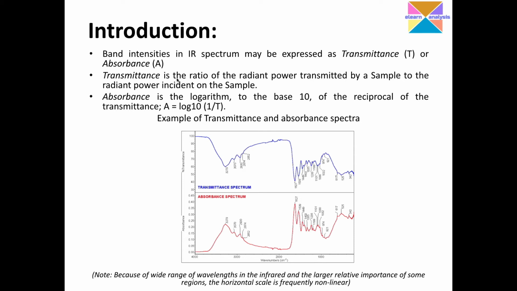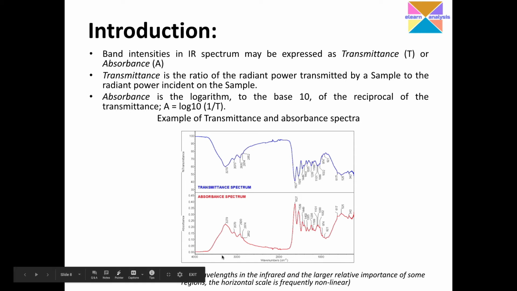We all know that transmission is the ratio of the radiant power transmitted by the sample to the radiant power incident on the sample. It is the ratio of transmitted radiation to incident radiation, times 100, and we call it transmittance. Absorbance is the logarithm to the base 10 of the reciprocal of the transmittance. So we can interchange absorbance and transmittance. That is simple mathematics, and thus we end up having these two kinds of infrared spectra.